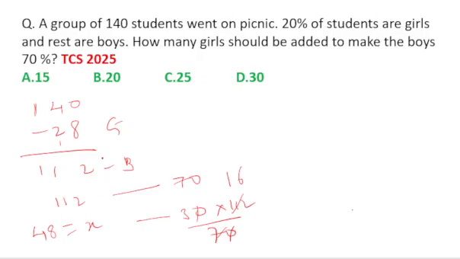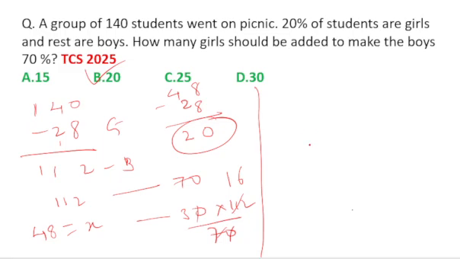In total 48 girls are there, and already 28 girls are there, 20%. So the total is 48. Out of that 28 girls are already there, so how many girls should we add? 20 girls are added. In the percent method we can solve, and we can solve the same question by using mixture and alligation. So how many girls have we added?